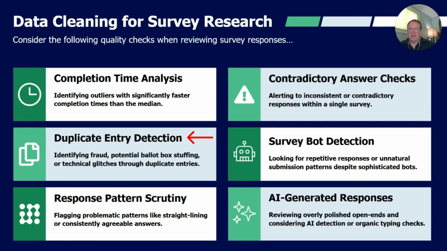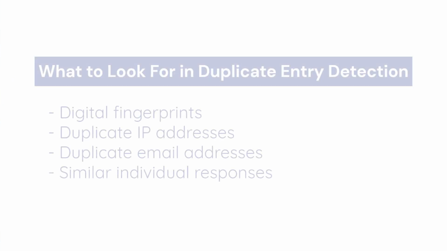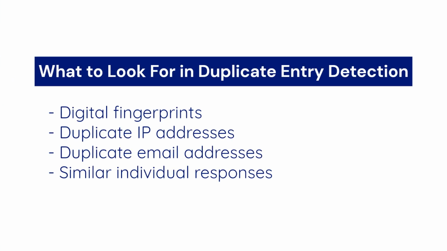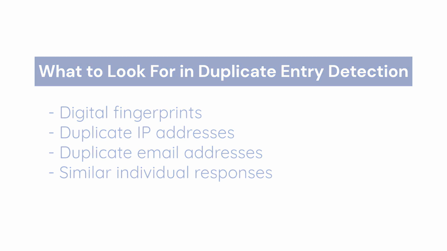Next up is duplicate entry detection. We'll take a look at the survey responses just to ensure that there are no duplicates. This can sometimes come in the form of somebody trying to stuff the ballot, might be fraudulent responses, could be a technical glitch with the survey software, but ultimately you want to keep an eye out for these duplicates by looking at digital fingerprints, IP addresses, email addresses, even looking at the individual responses just to see if two cases are very similar or if they have similar worded open-ended responses.